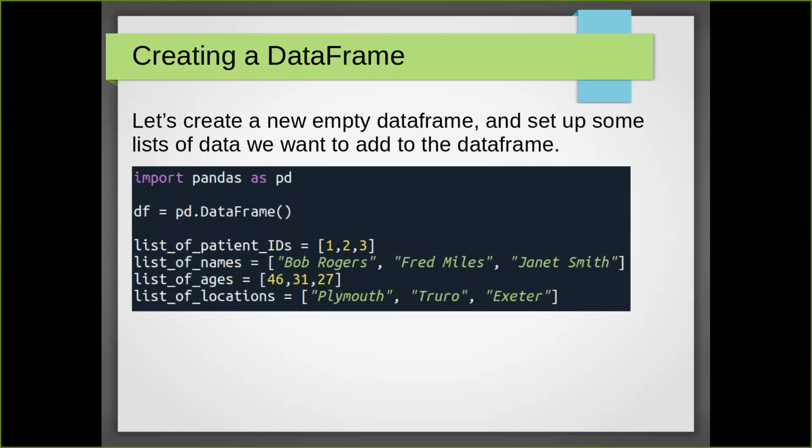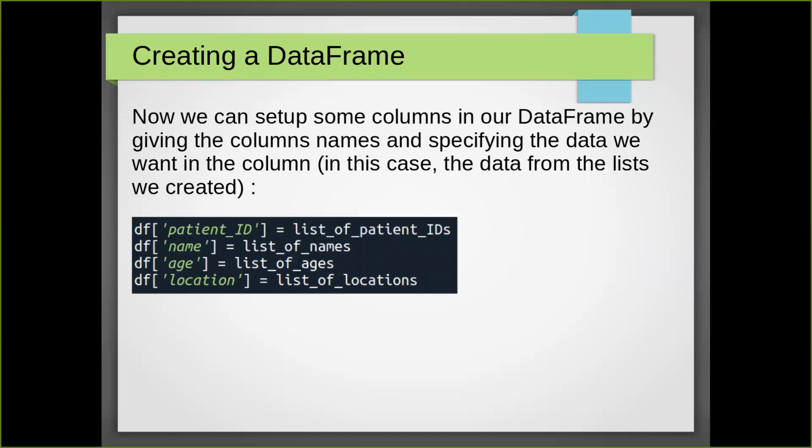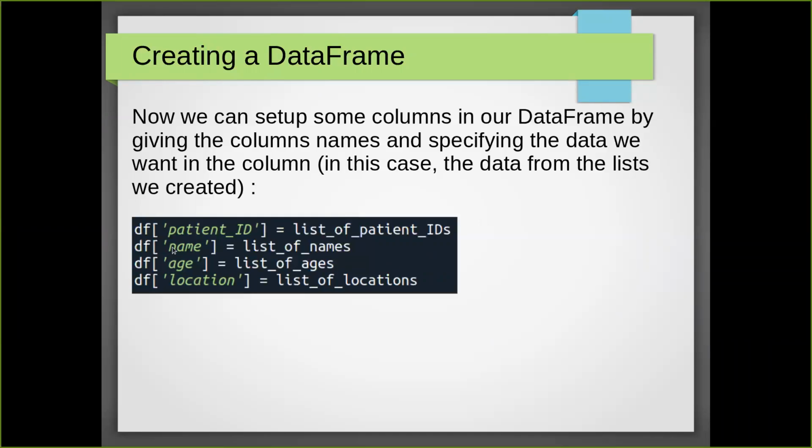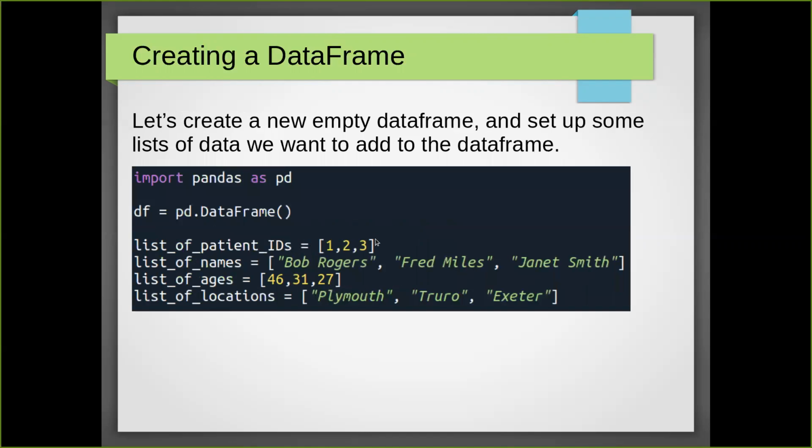So at the moment, when we first set up the data frame, it's just an empty data frame, it doesn't contain anything at all. So what we can do is say, okay, we want a column called patient ID, and I want you to populate that column with the list of patient IDs that I've set up here. Similarly, I want a column called name, and we're going to set that up using the list of names, same with age, and same with location. So these statements will set up these new columns. So we'll have 4 columns in our data frame. Each one will have a name, so we can refer to that name. And then we've got some initial values to put into our data frame, which are populated from the lists we set up here.